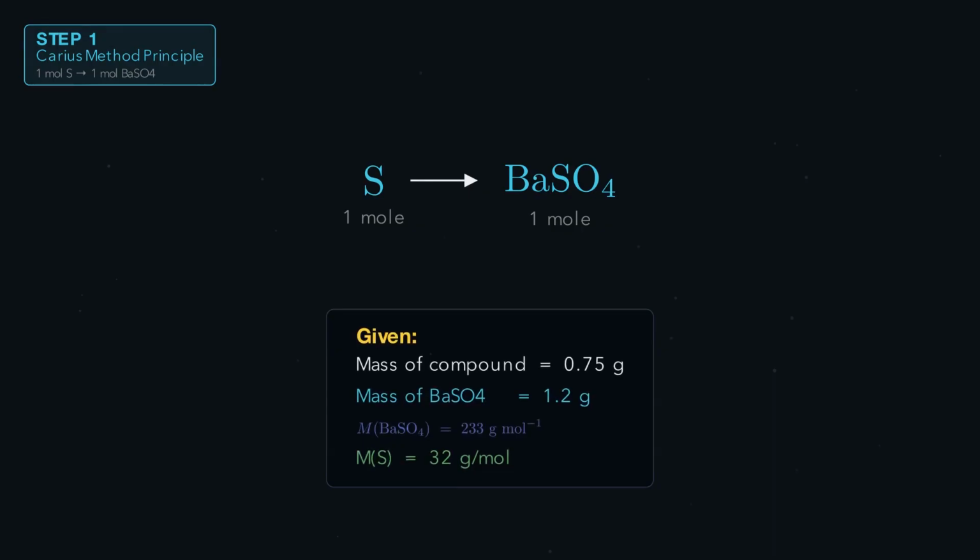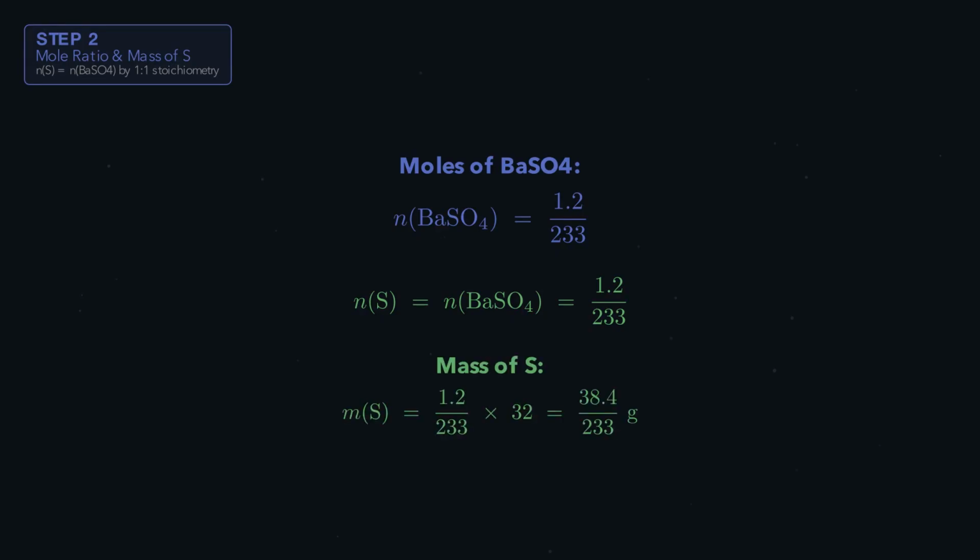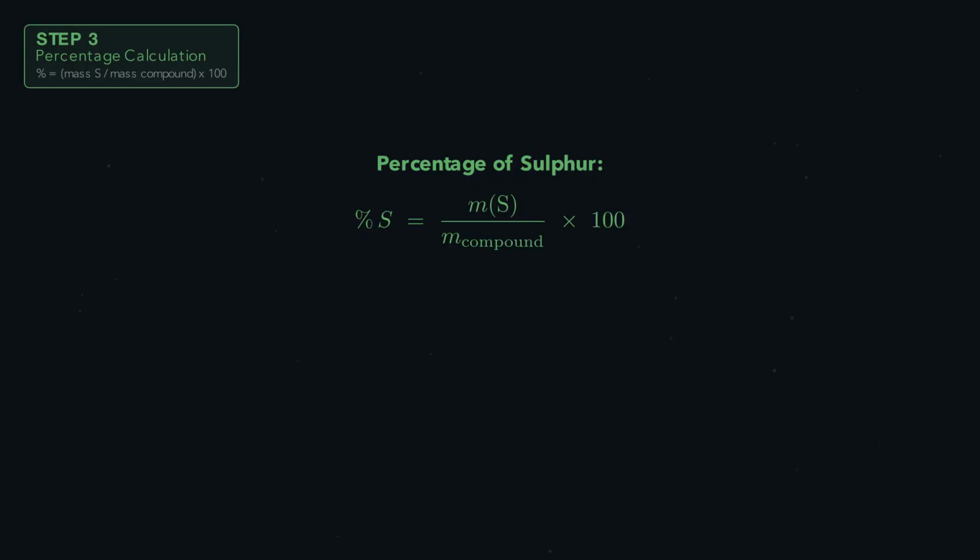We're given 0.75 grams of organic compound, 1.2 grams of barium sulfate formed. Molar mass of barium sulfate is 233, and molar mass of sulfur is 32. Now moles of barium sulfate equals 1.2 divided by 233. And since every mole of barium sulfate came from exactly 1 mole of sulfur, moles of sulfur is the same. So mass of sulfur equals this number times 32. That works out to 38.4 over 233 grams.